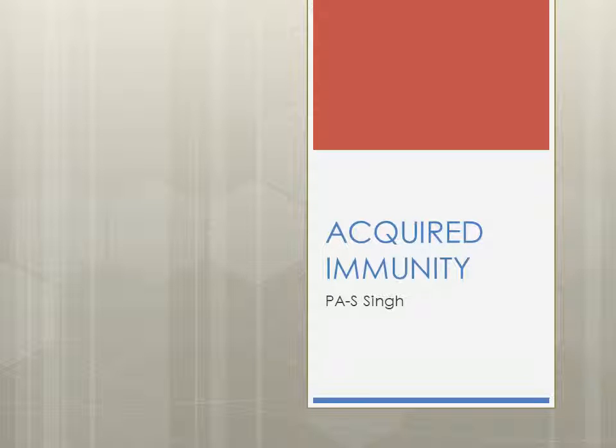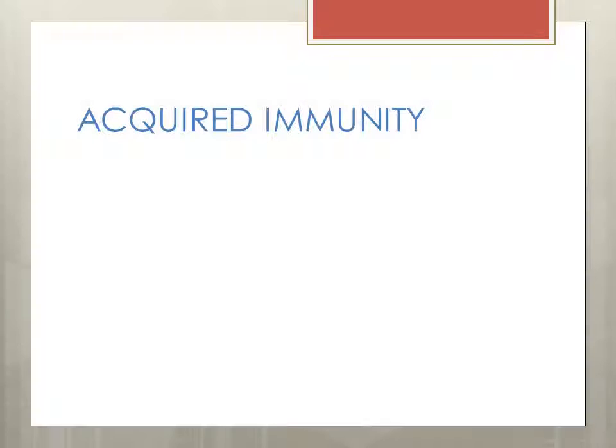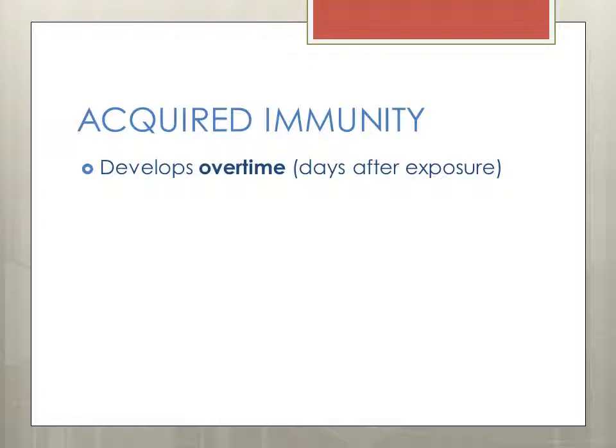All right, so in this lecture we're going to be talking about acquired immunity. Now, acquired immunity differs from innate immunity because innate is immediate, it's right there, it's present all the time since birth, and it has no memory, it's non-specific. Acquired immunity is actually very, very specific.